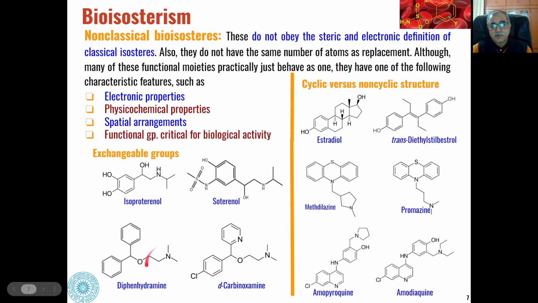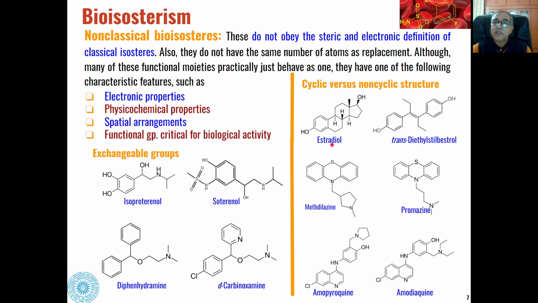Similarly, in these two compounds you can see that this aromatic ring is replaced by this aromatic ring, where one of the carbons is replaced by nitrogen, and here at the fourth position we have hydrogen, whereas here we have a halogen. So there are two replacements in these two compounds, and these are regarded as non-classical bioisosteres.